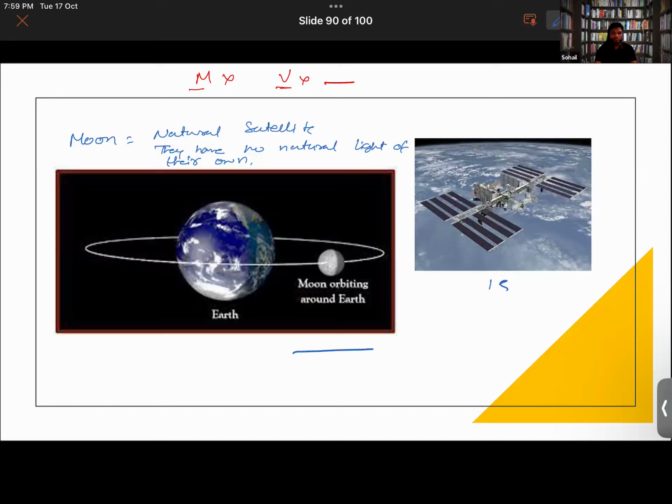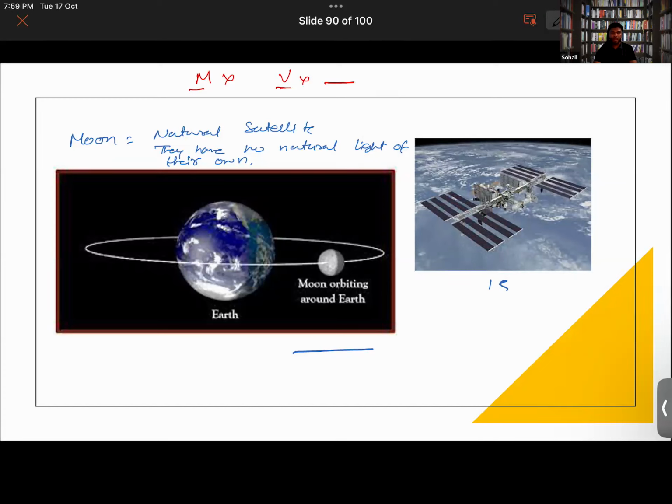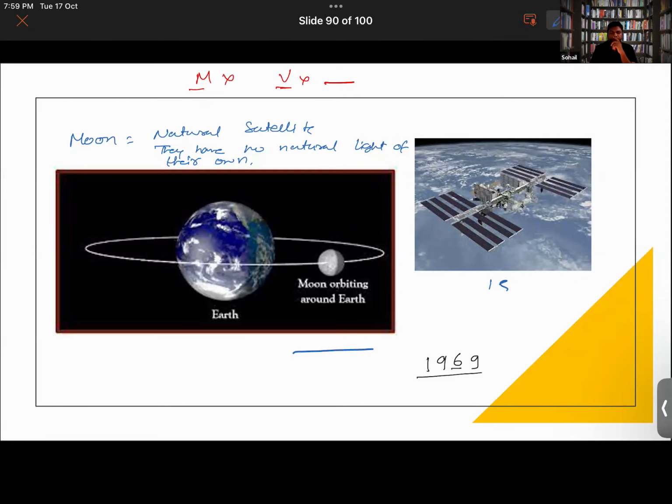Then, who was the first person to land on the moon? Neil Armstrong. And he went in which year? 1969. Who were the other crew members with him? Edwin Aldrin. Yes, Neil Armstrong and Edwin Aldrin were there. By the way, 1 or 2 other crew members were also there, but I don't remember their names. Anyways, these 2 are more important. Getting it? Okay.